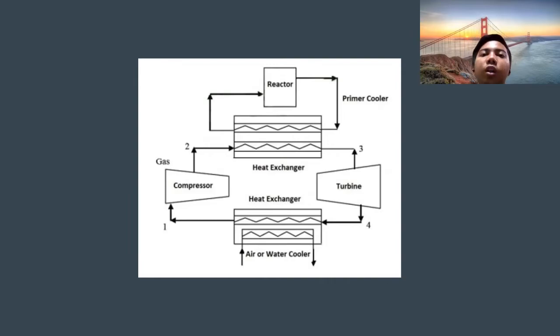Then the gas from the blades of the turbine passes to the cooling chamber at constant pressure. Then the gas in the cooling chamber flows again to the compressor and the process repeats.